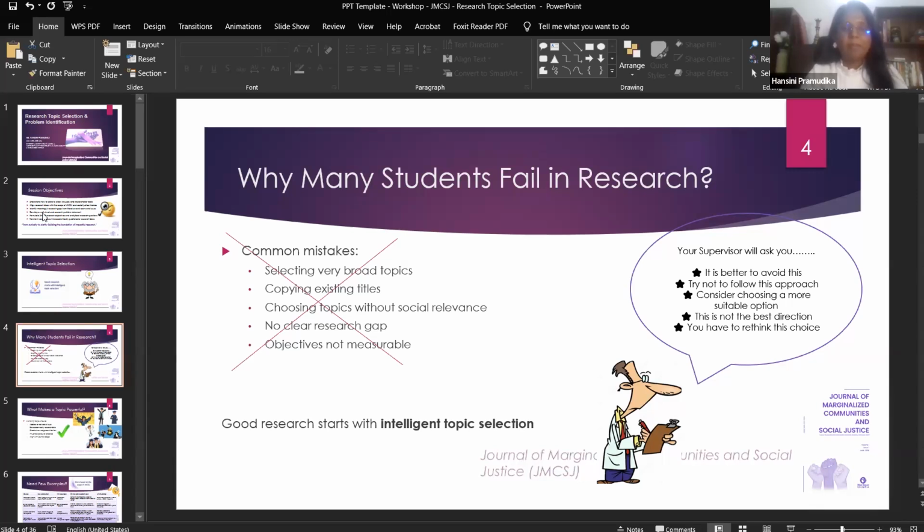Maybe you have completed all 5 chapters, and then your supervisor asks you to change the title because there is an issue with your title. So then what happens? You have already invested a couple of months, like 3-4 months, on your bachelor's level research or your master's level research, right? So think about this seriously.